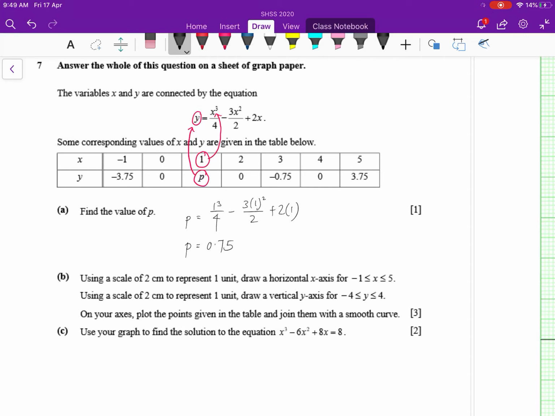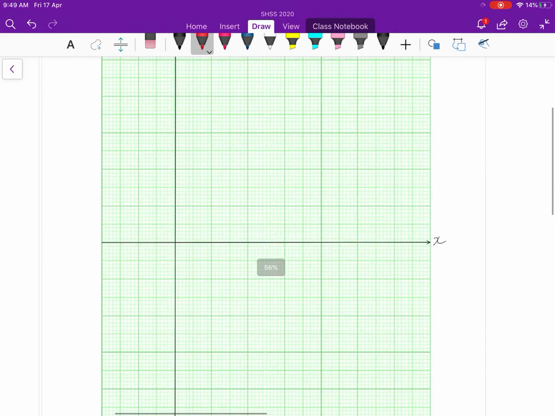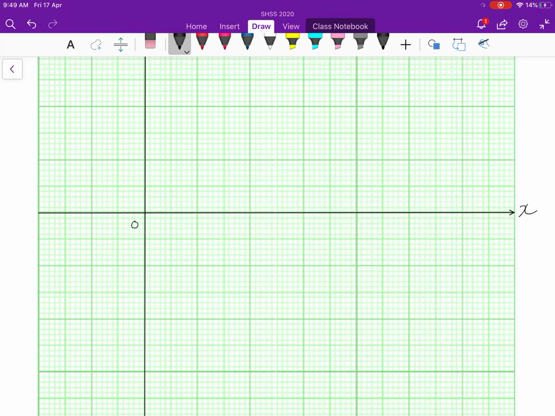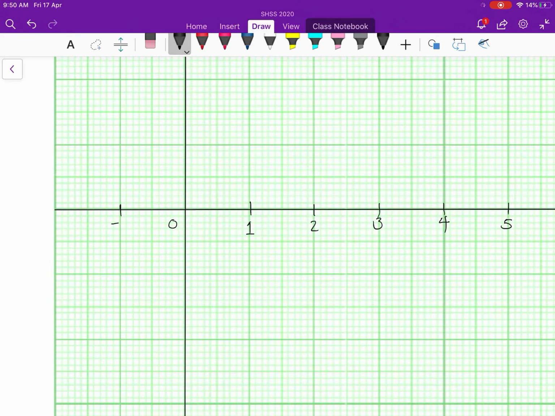Now, part B says, using a scale of 2 cm to represent 1 unit, draw a horizontal scale axis for x between minus 1 to 5. So I've already drawn my x and y. There's 0 here. Every 2 cm is 1 unit. So 1, 2, 3, 4, 5. Every 1 unit means the bigger box on your graph paper. The other side is negative 1.